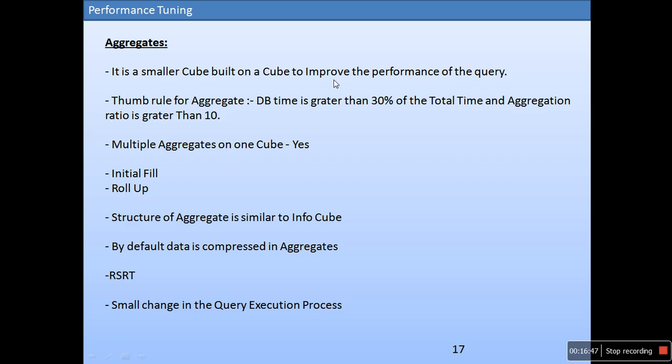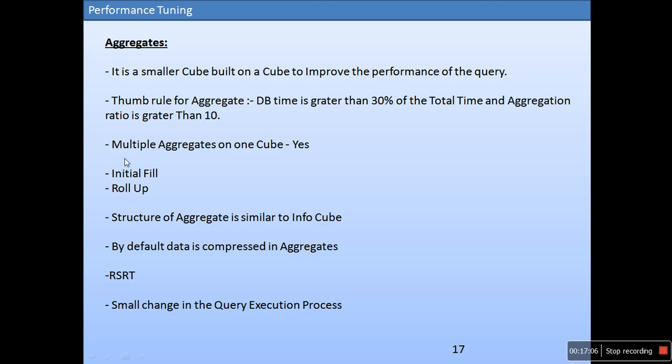Basically, an aggregate is a smaller cube built on a cube to improve query performance. And the thumb rule, when building an aggregate makes sense, is that your database time should be more than 30% of the total time and the aggregation ratio should be greater than 10. Then it makes sense to go with aggregates, because aggregates have a limitation of having duplicate data.